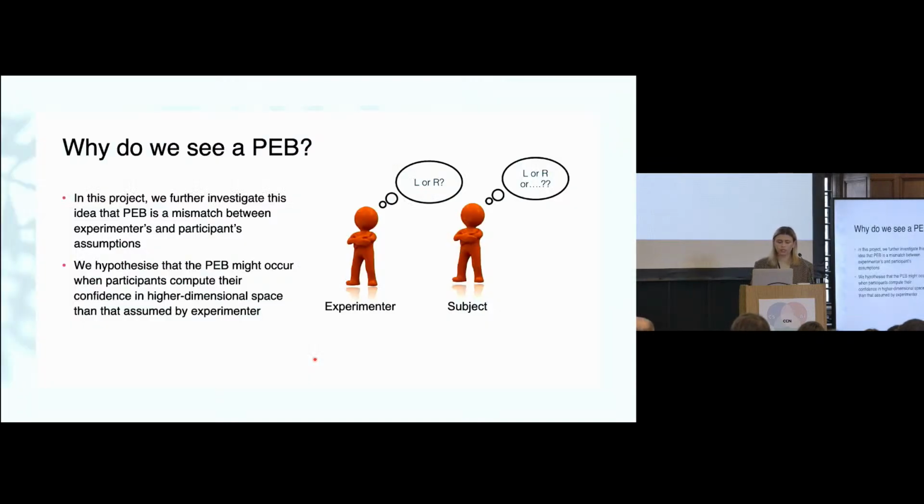And in this project, we further investigate this idea that PEB might come from a mismatch between experimenters and participants' assumptions. So we hypothesize that it might occur when participants compute their confidence in higher dimensional space than that assumed by the experimenter. So what do I mean by that? For example, we can imagine the experimenter asking the question, is it left or is it right? But the subject is actually accumulating evidence for left or right or something else. So they're in higher dimensional space.